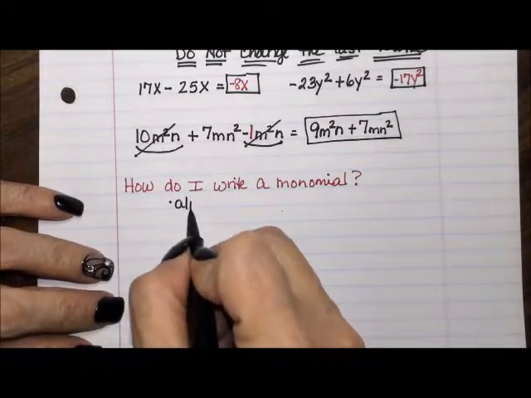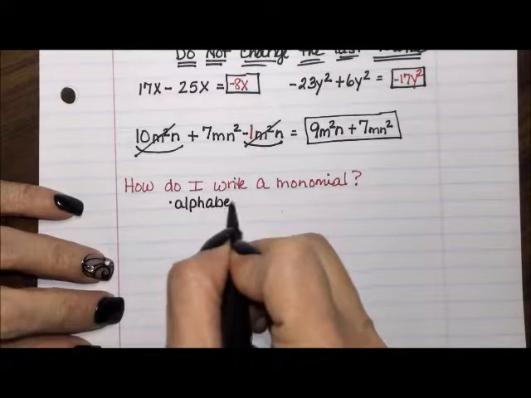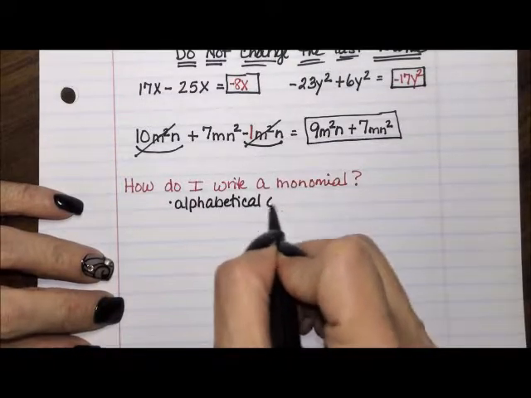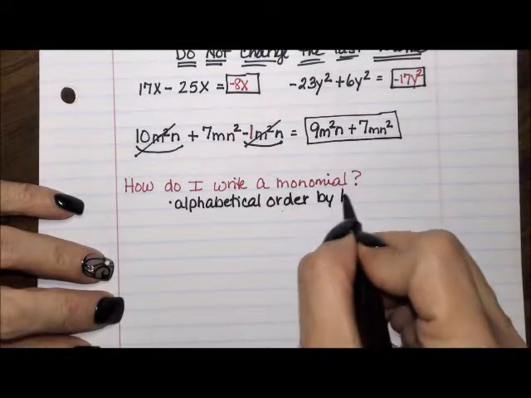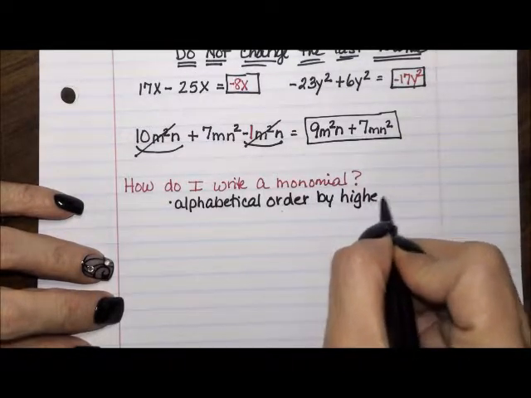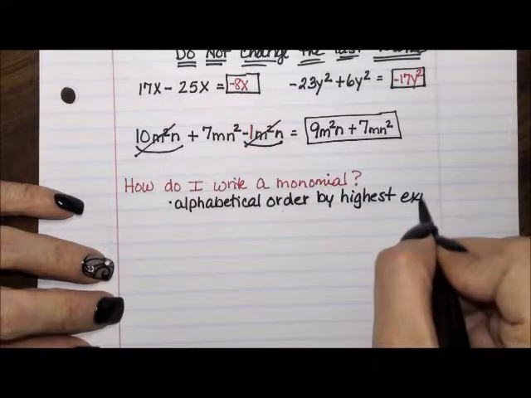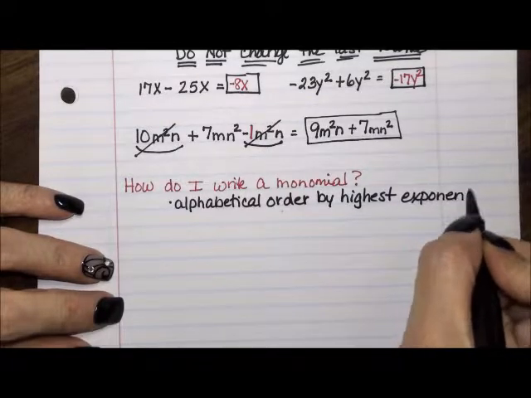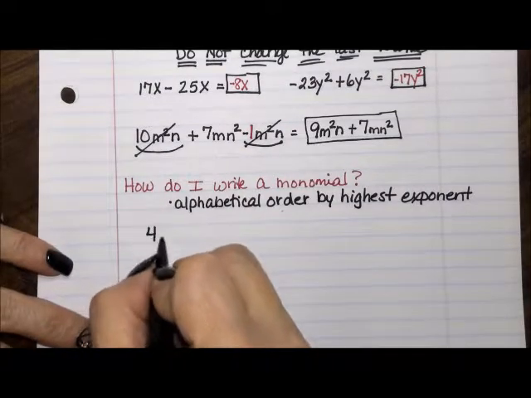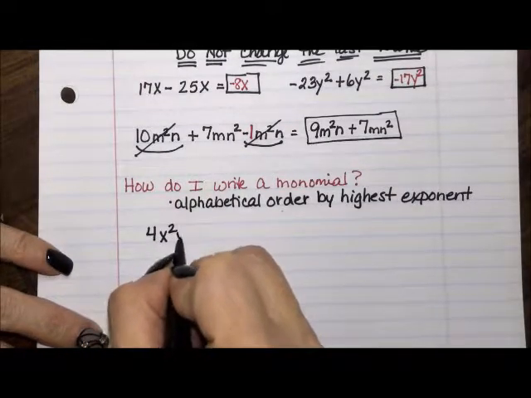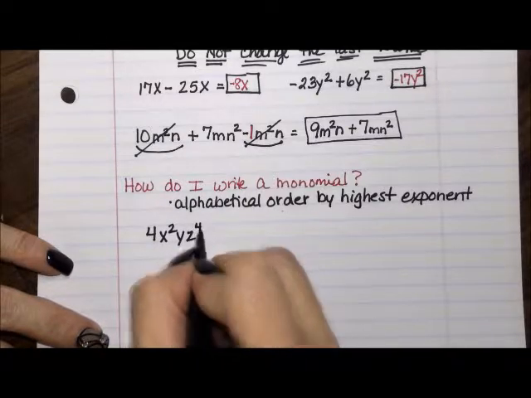Okay, so I'm going to try and write that: alphabetical order by the highest exponent. Okay, alphabetical order by the highest exponent. So 4x squared y z to the 4th.